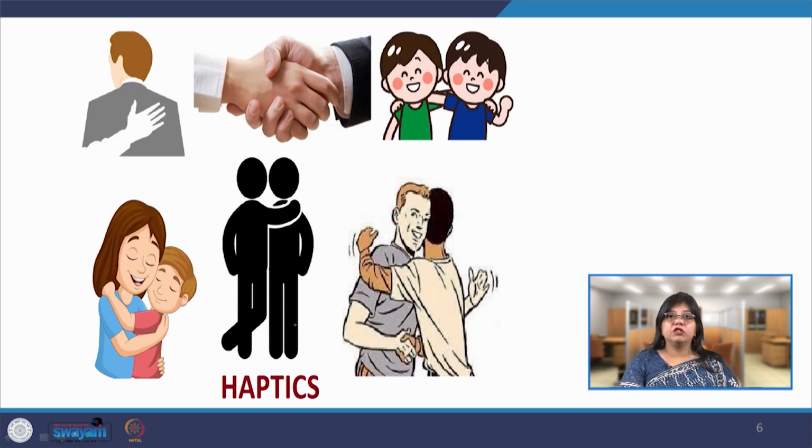Now, in this picture, all the categories are easily reflected. In the first, there is a pat on the back. This is functional expression. Shake hand, a social or polite expression. Embracing or hugging, this is again warmth, or it can be about emotional attachment. So, in all the examples, pictures, different kinds of touches are expressing different kinds of messages to the public. So, this is how touch has a very important significance in non-verbal behavior.